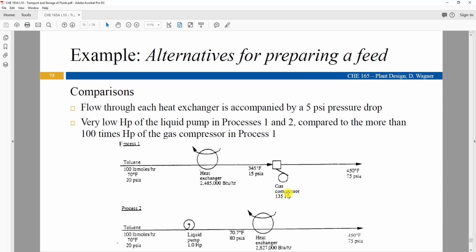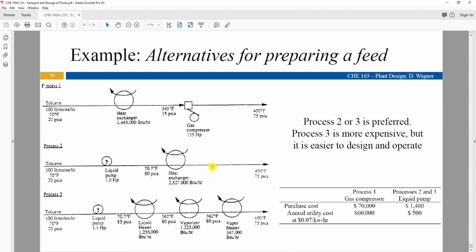So we got 140 horsepower. They calculated 135. Very similar. Again, the heat exchanger duties, we had 2.8 million BTUs an hour, as well as 2.5 for process 1. And then we can include the economics as well, but that will be in another video.